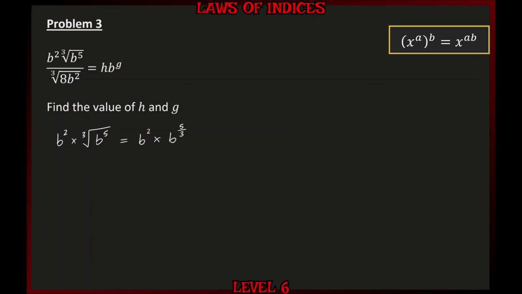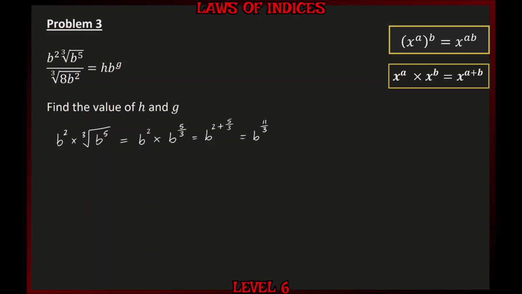Now that we're multiplying these two indices together, we can use this law, which tells us that we need to add the powers together to simplify. So this becomes b to the power of 2 plus 5 over 3. And 2 plus 5 over 3 is 11 over 3. So we have b to the power of 11 over 3.